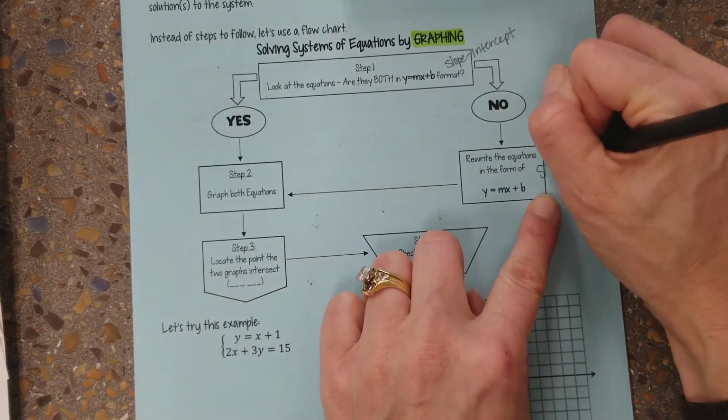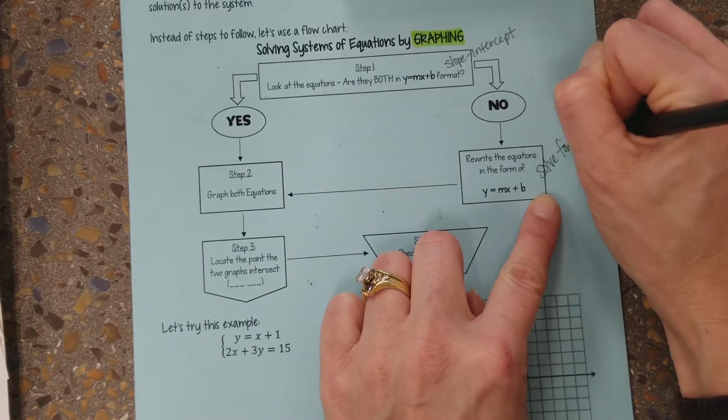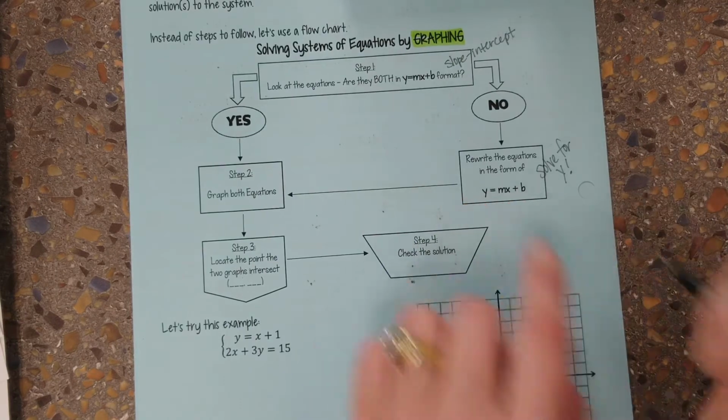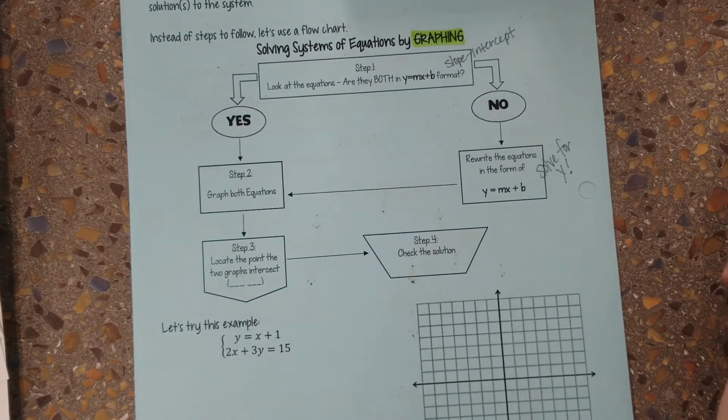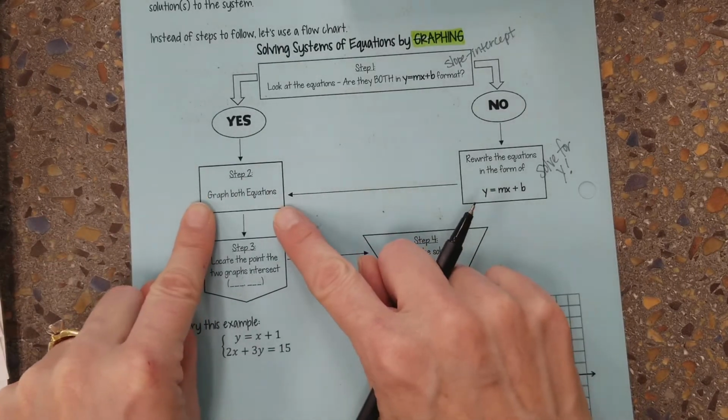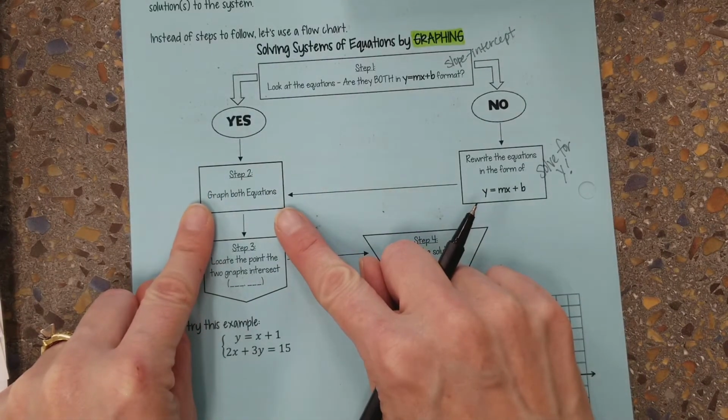This means to solve for y. Solve them both for y. They both need to say y equals something. Once you get them both into that format, then you're going to come over here to step 2, and step 2 says to graph both equations.